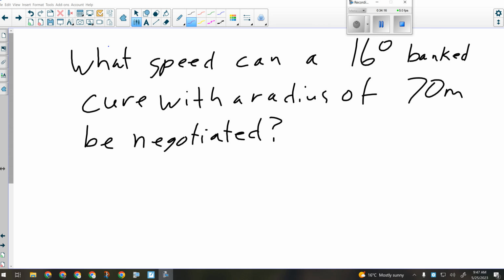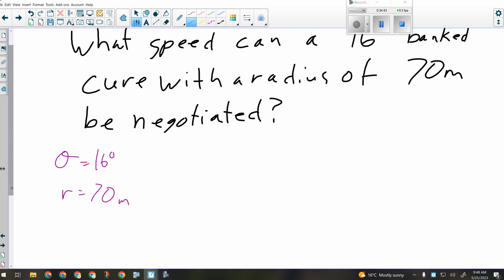Okay, so we're looking for the speed this bank curve can be negotiated at. We know what theta is. We know it's 16 degrees. Okay, we know it has a radius of 70 meters. What if they said it's a 70-meter curve? It's also the radius. We never describe a curve by its circumference unless they outright say the circumference of this is. But they say it's a 70-meter curve. That's the radius. All right, and we're looking for the speed at which it can be negotiated.